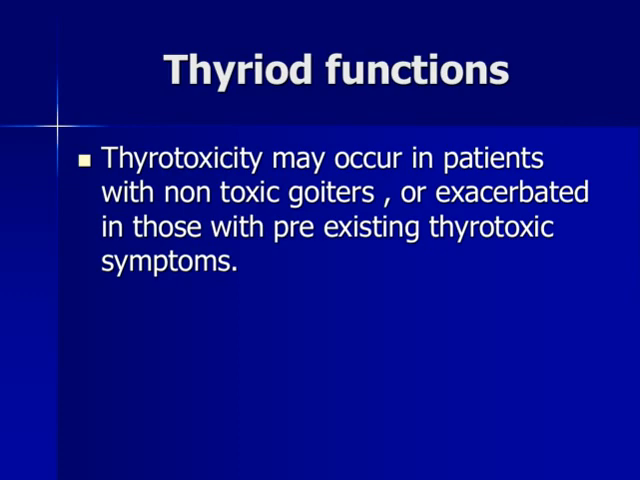Thyroid, what about the thyroid function? We are giving a huge dose of iodine. As we said last time, the iodine dose that we give in the average contrast study is about 2,000 times the amount of iodine in the human body. So it's a huge dose. This may result in thyrotoxicity in patients with non-toxic goiter or exacerbate those with pre-existing thyrotoxic symptoms. If he has thyrotoxicity, it may exacerbate the symptoms. If he doesn't have thyrotoxicity, it may lead to a thyrotoxic crisis.